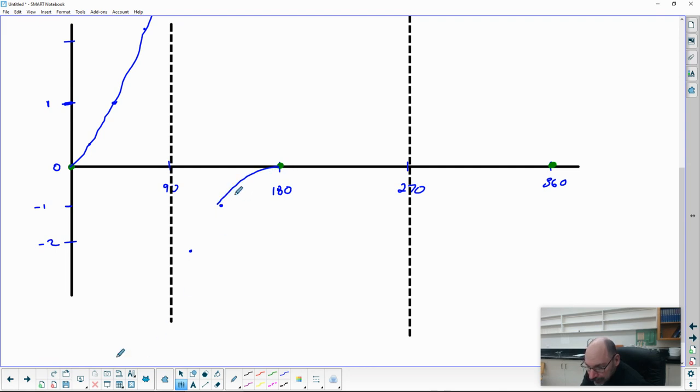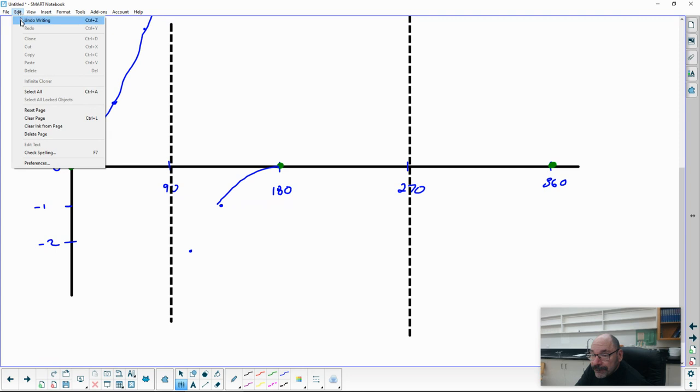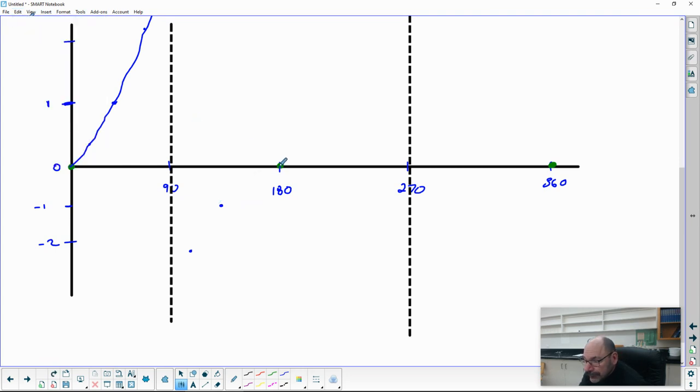Oops, I missed it. Let me do that again. So it curves. Okay, and it never touches the side, but it gets closer and closer. Okay, what do you think is going to happen here? Do you think it's going to go down like this or up like that? Well, let's check it out.